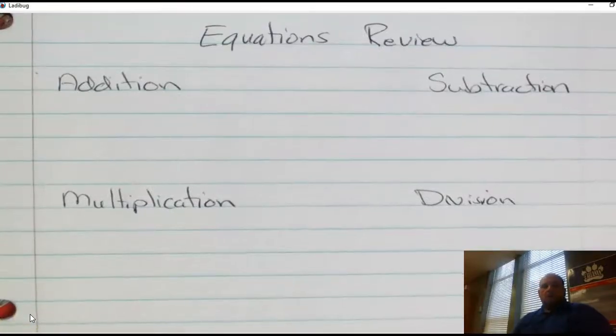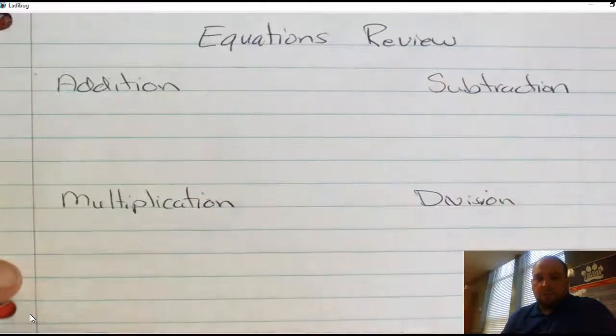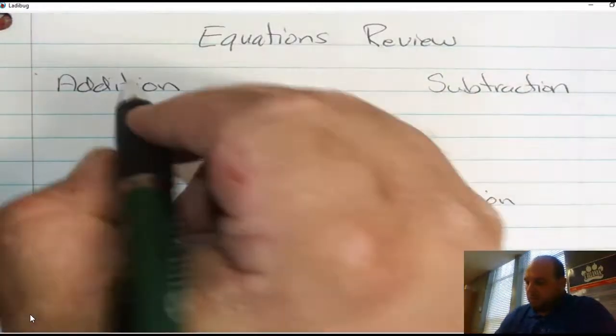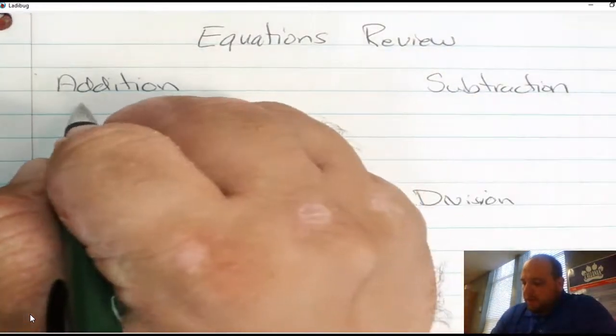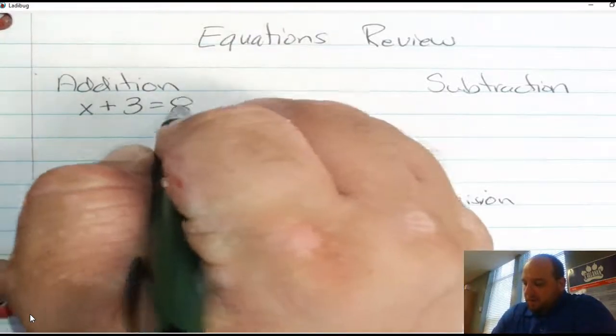All right, let's start this unit by doing a little bit of an equations review. I know you worked with equations in 6th and 7th grade, but let's just go ahead and do a quick review. So what I have is 4 different basic equations to review. First one, we're going to have a variable plus a number equals another number.